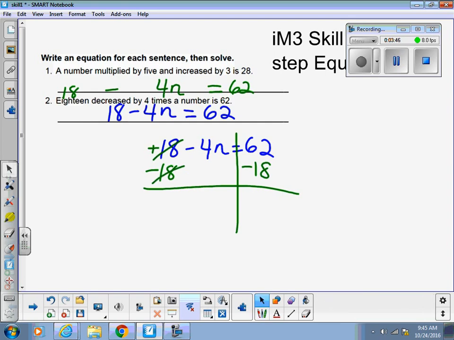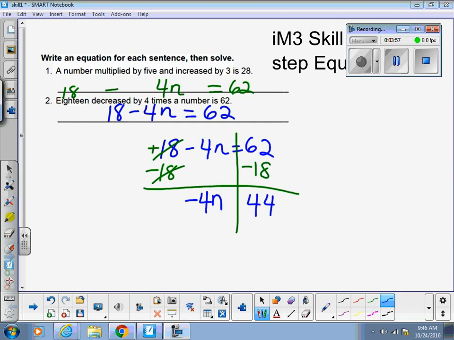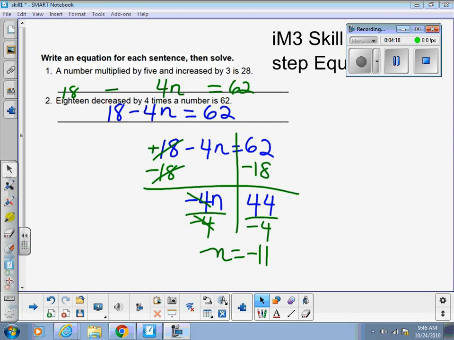Now this is another place where we have to be careful. Here we have to make sure we bring down 4n, negative 4n, and then here we subtract. And once we subtract, we get 44. So please remember here this is negative 4n. Negative 4 multiplied by n, so the opposite of multiply is divide. And remember your signs cancel, and we get n is negative 11. Very simple.